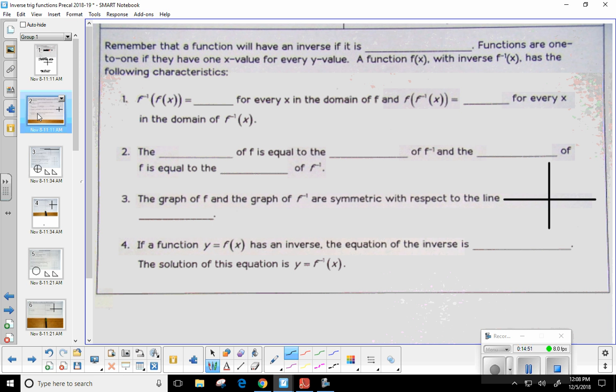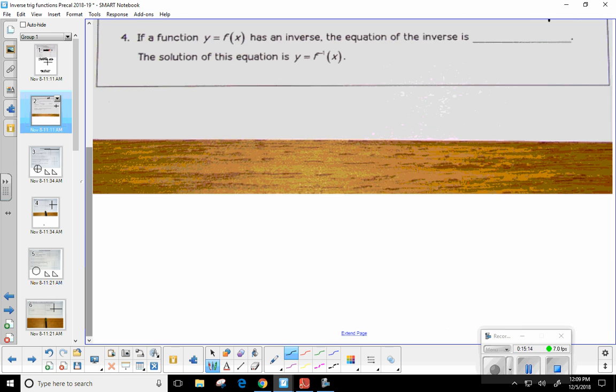Reciprocal. Does anybody remember one-to-one? You guys remember that? What in the world does one-to-one mean? It's even. That means it passes some kind of test. A horizontal line test.